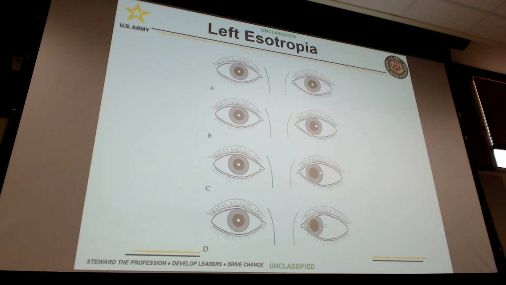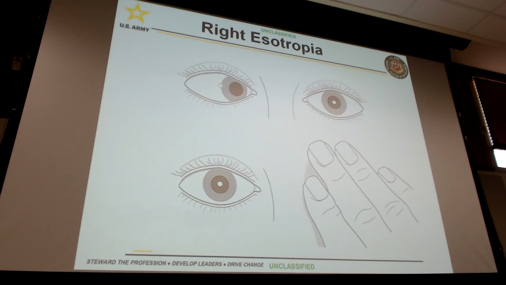This is an example of a left esotropia. Not in letter A, that looks pretty normal to me. But letters B through D are pretty obviously not aligned properly. The right esotropia here, that right eye's turned in. So this is what you're going to do on the unilateral cover test.